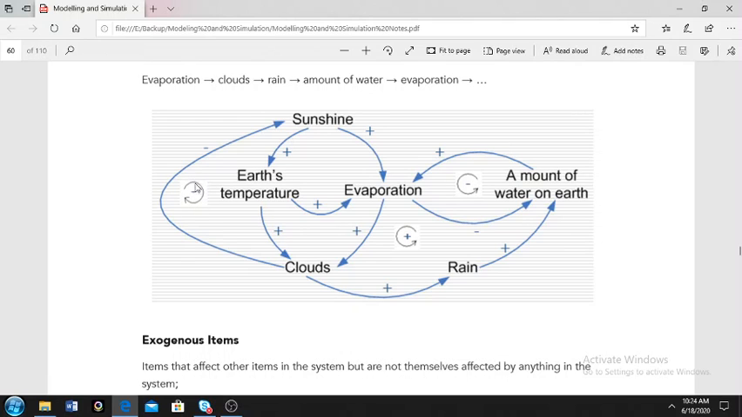So this loop here is reinforcing, because you move from more to less. So sorry, this loop is balancing. Balancing means negative, because you move from more to less, or from less to more.